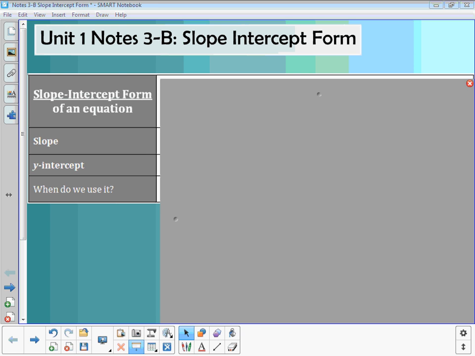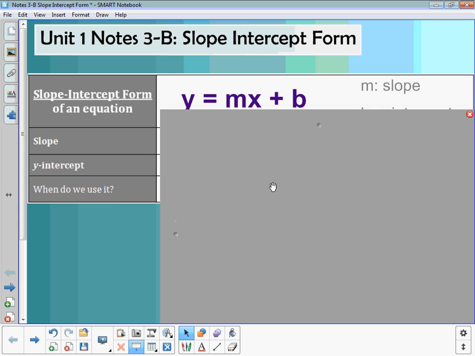Let's take a look at these. And again, I talk faster than you can write, so please pause the video and take the time you need to write things down. Okay, slope-intercept form.